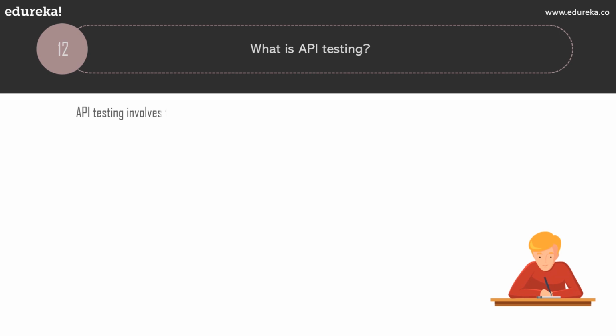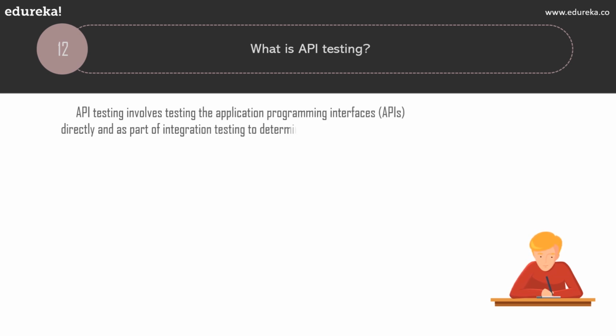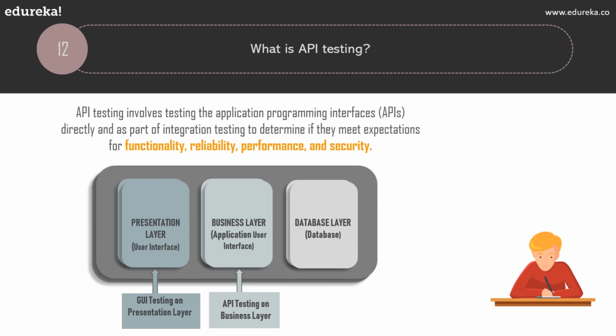Next question that we have is, what is API testing? API, as you guys might know, is an acronym for Application Programming Interface, which is a software intermediary that allows two applications to talk to each other. So API testing is a type of software testing where APIs or application programming interfaces are tested to check if they meet expected functionality, reliability, performance, and security. API testing is really needed to reveal bugs, inconsistencies, and deviations from the expected behavior of an API.